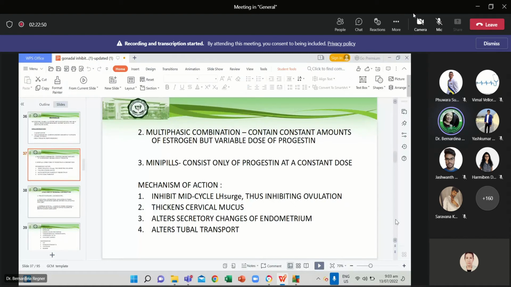Okay, so we finished with the fixed combination. We're now going into multiphasic combination.